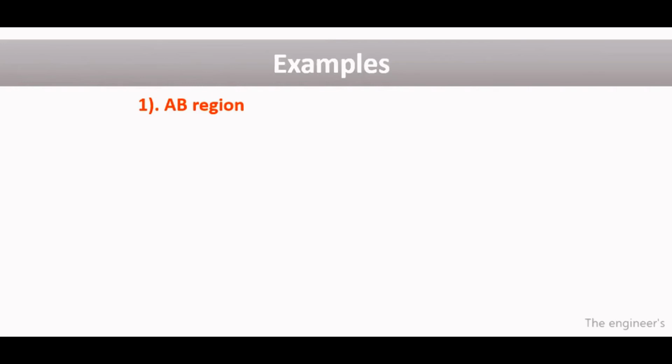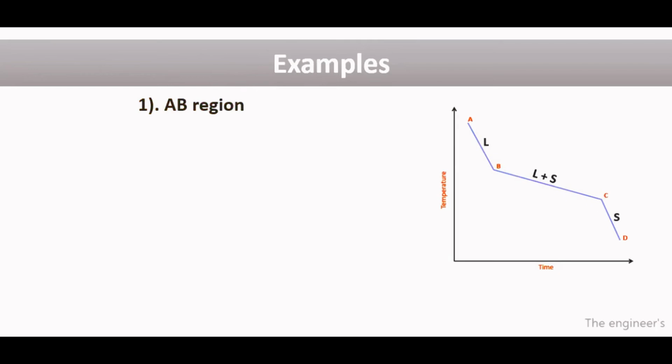First example, in this example we have to find the degree of freedom for AB region. Before moving further, first we need to understand this diagram. This is cooling diagram of any X mechanical material. At AB region, our material is in molten phase. We can also say it as our material in liquid phase. If we further cool down our material, now the state of our material is liquid plus solid. Again we further cool down our material, so the state will be completely solid. This is our cooling diagram of our material.